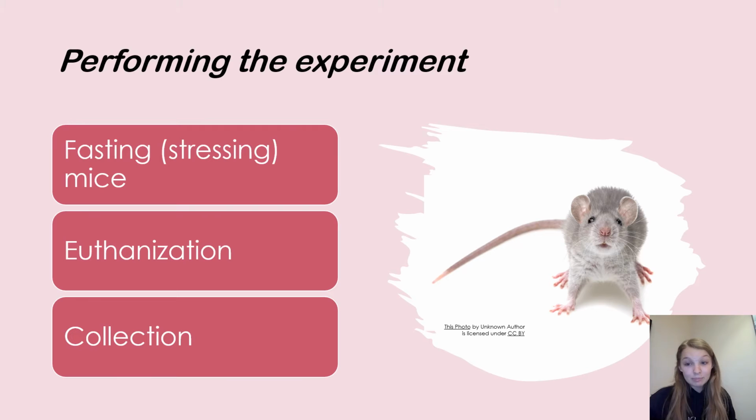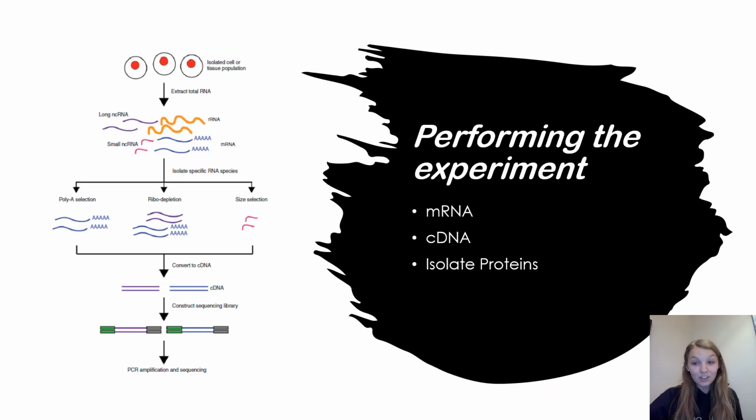After designing your experiment, you have to perform the experiment. Such an experiment is fasting or stressing your mice to see if that p38 we talked about a second ago is going to be expressed in the same levels or not. We first take mice, grow them up, euthanize or put them down, and collect their liver tissue to analyze these proteins. Once you have your liver tissue, you take mRNA from it.